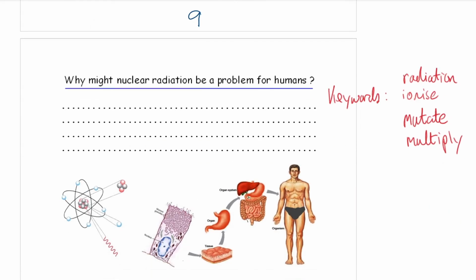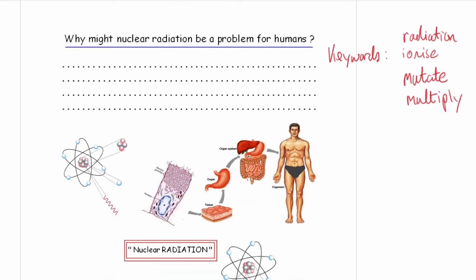If you turn over now to page 10, we're just going to consider why radiation might be a problem for humans. Radiation has only been discovered for just over 100 years. Marie Curie was one of the first scientists to investigate radioactivity, and unfortunately she contracted cancer because she exposed herself over a number of years to radioactive isotopes.